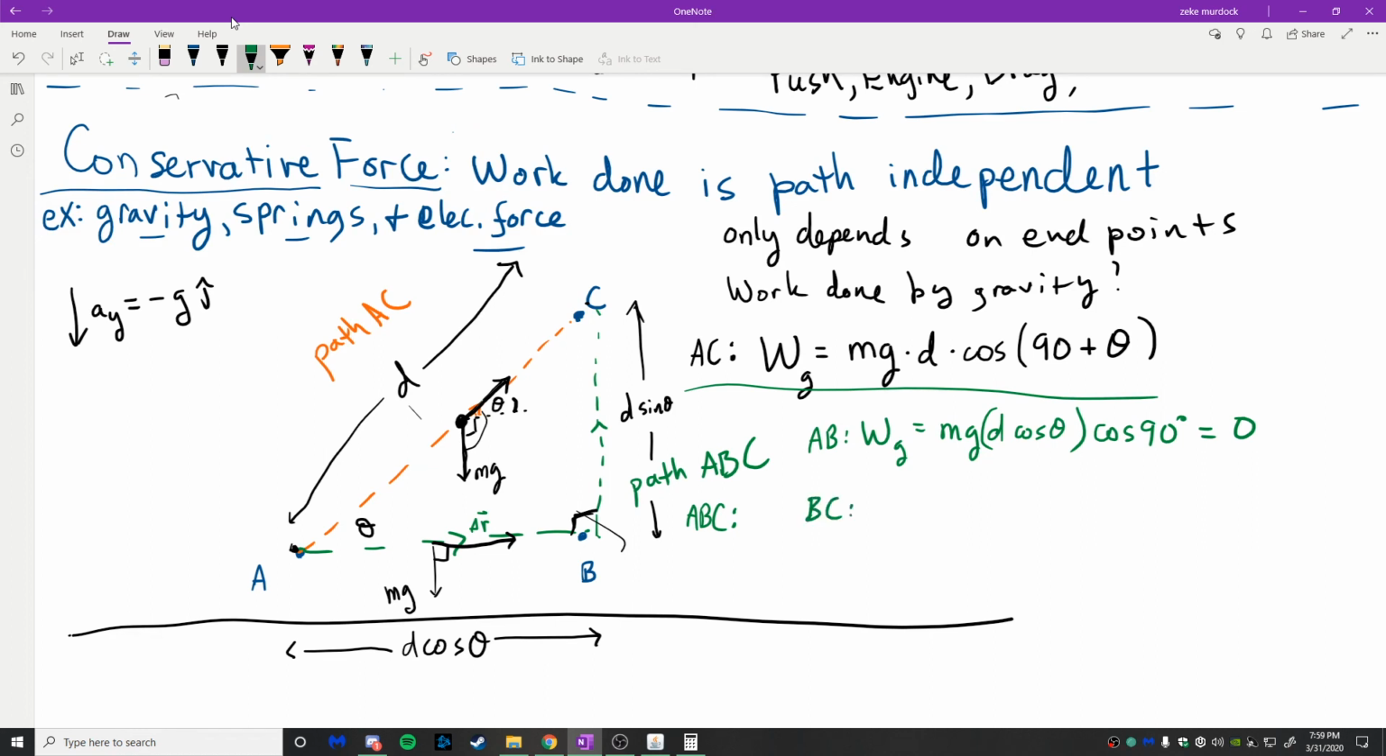Along segment BC, the work done by gravity is going to be equal to the weight of the object. Now I need to draw another picture here. So now the weight in this case goes down, so that's mg. And the displacement vector is this way, call it delta r. So the angle between these two is 180 degrees. So now the work done by gravity in this case is going to be mg times the distance it travels, which is d sine theta, multiplied by the cosine of the angle between mg and delta r, which in this case is 180 degrees.